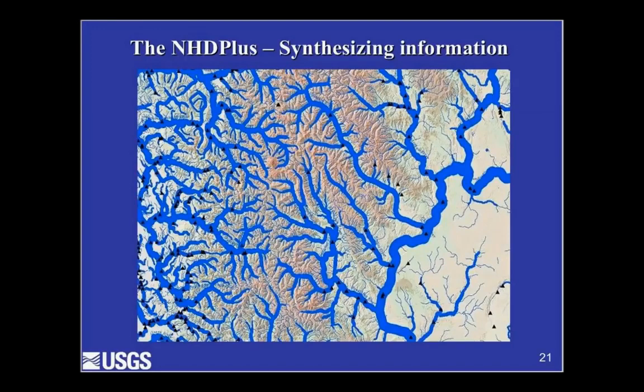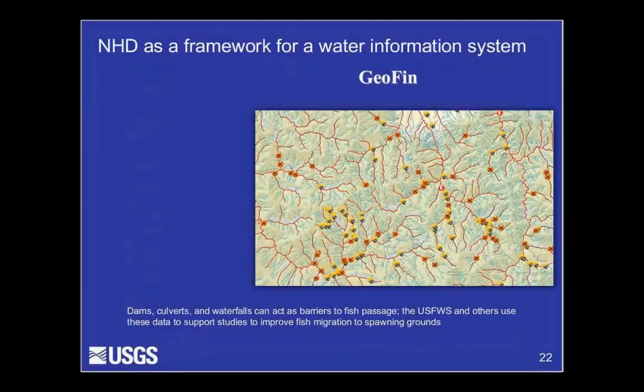Similarly, the NHD Plus uses these data along with other landscape characteristics to estimate flow on a massive scale across the nation and provide this in an enhanced geospatial data set. A great example of integrating geospatial data to understand complex analysis is GeoFin, developed by the U.S. Fish and Wildlife Service for examining the ability of fish to reach upstream spawning grounds.